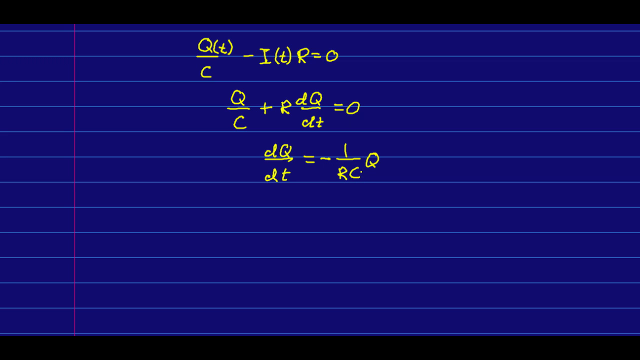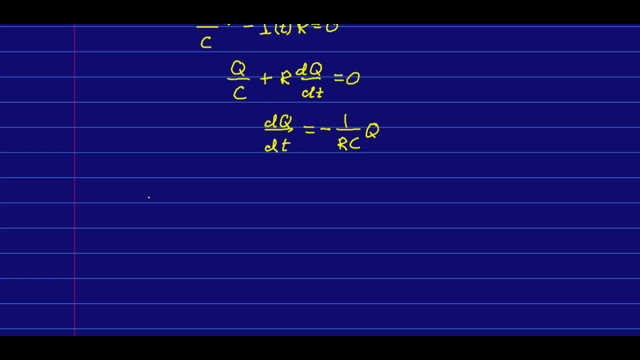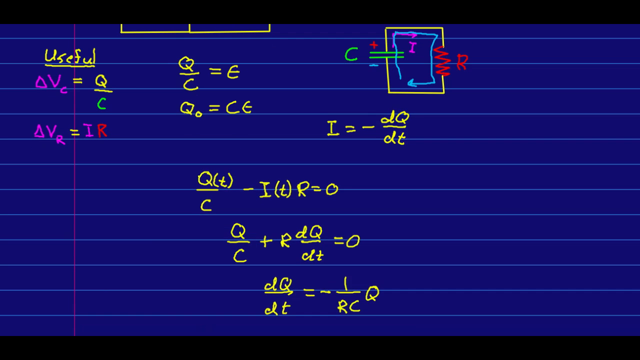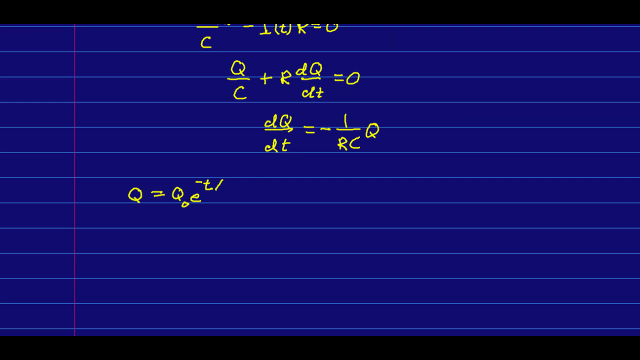Q is apparently a function of time, and it is a function where when you take its first derivative, you get back the original function times a constant. Well, we know what kind of function does that. Q must be an exponential. So when time is 0, the exponential is 1, and Q will be Q0. And the constant must be negative 1 over RC. And so there is our solution.